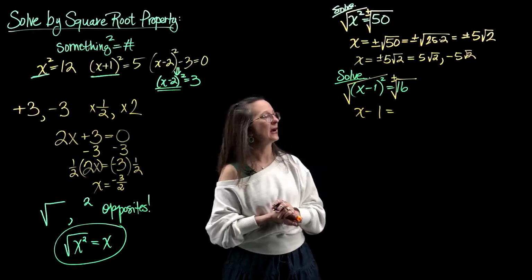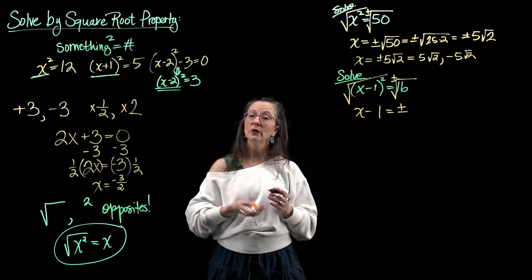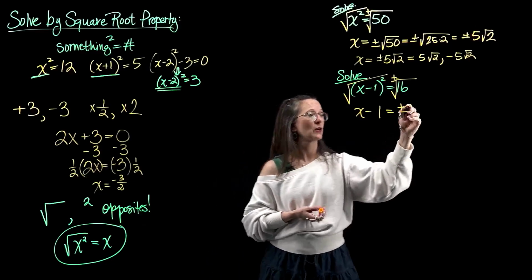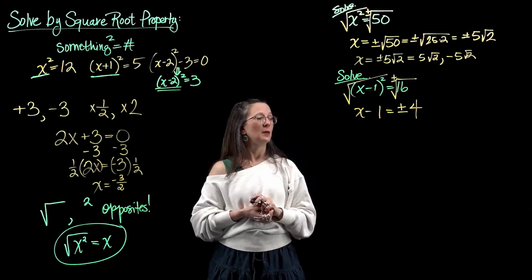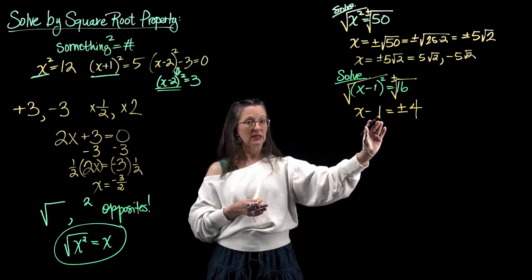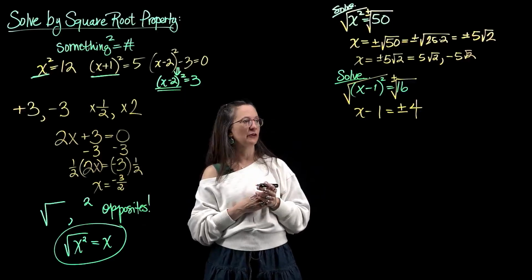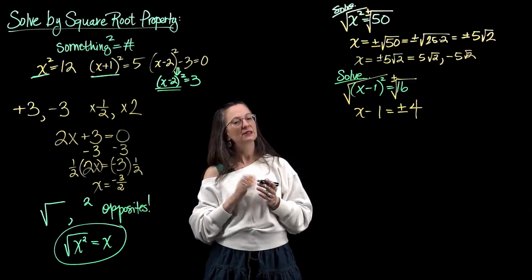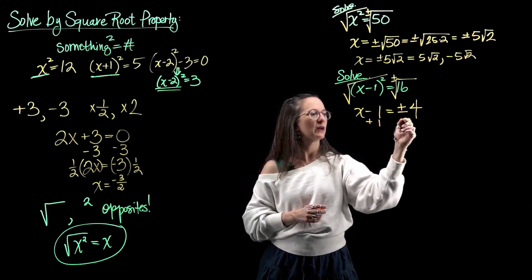On the right-hand side, I have that positive and negative, but we know that square root of 16 is just 4. So I'm going to simplify that and just write it as plus and minus 4. Now this looks a little silly. That's okay. We're just going to let it look a little silly for now. I still need to solve it for x. So in order to do that, I'm going to add 1 to both sides.